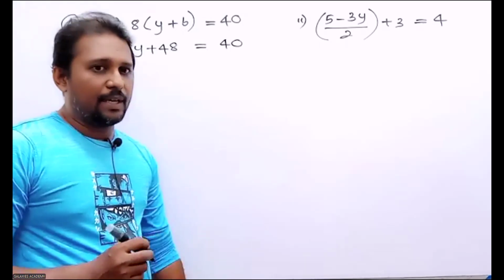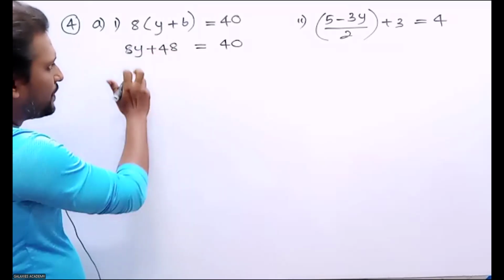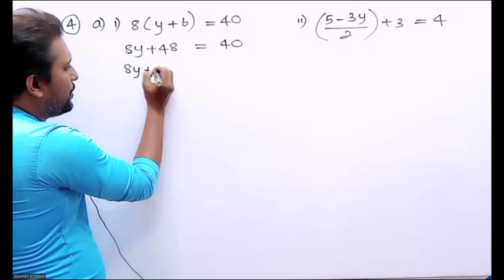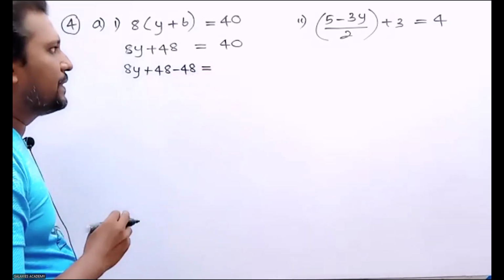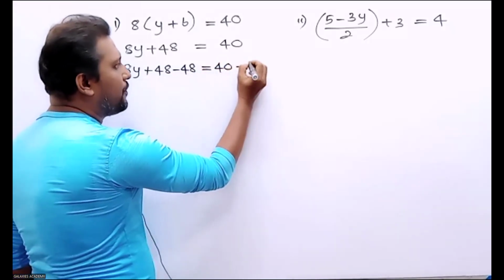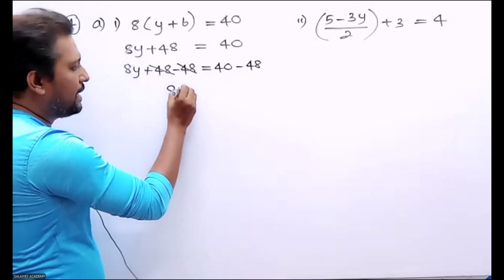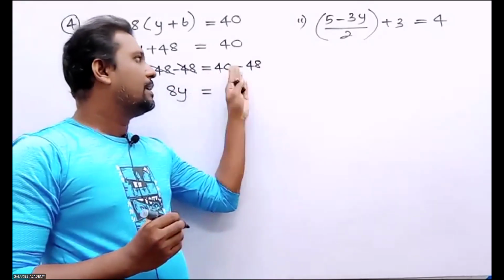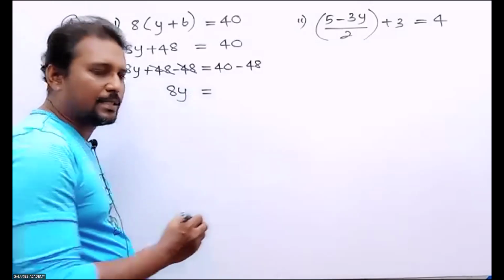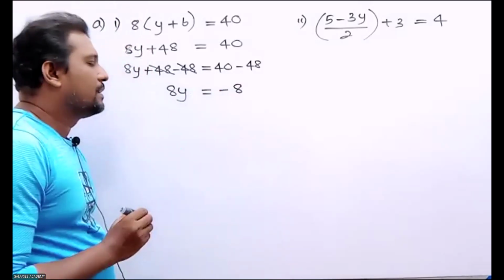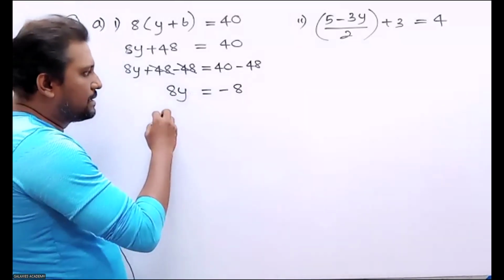Then you can simplify this. Plus 48 you can remove from this side. To remove plus 48, what do you have to do? You have to put minus 48. So to balance the equation, on both sides you have to put minus 48. Then plus 48 minus 48 cancel. This side remaining 8y. And this side 40 minus 48. 40 minus 48, what is the answer? Minus 8, negative 8. 8y equal negative 8.